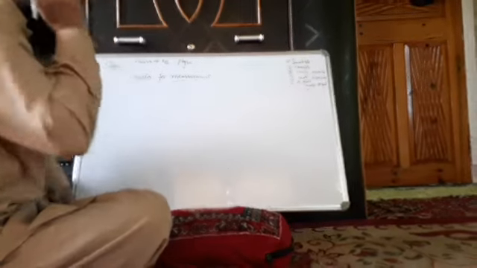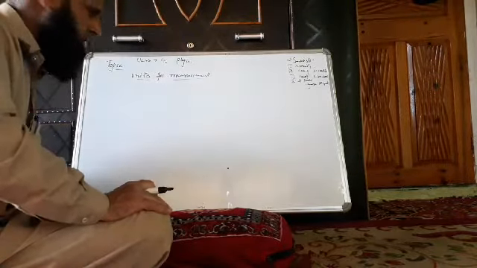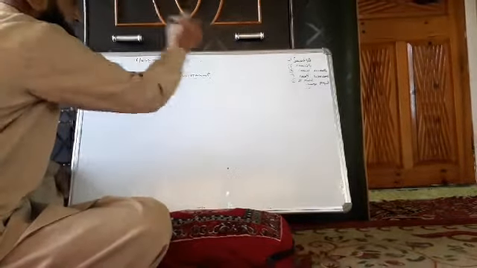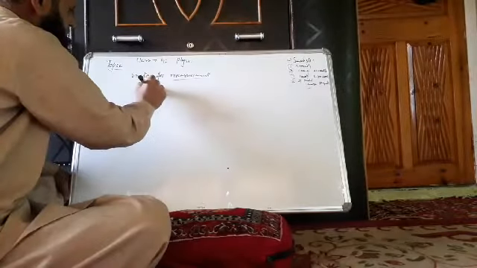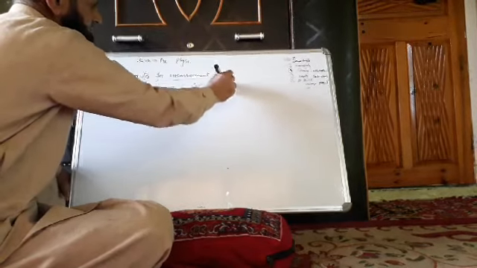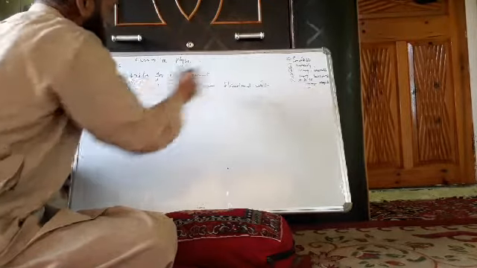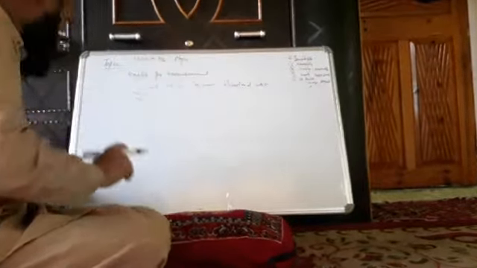Our today's topic is units for measurement of a physical quantity. Definition. What is a unit? A unit is a reference standard with which a physical quantity is measured.